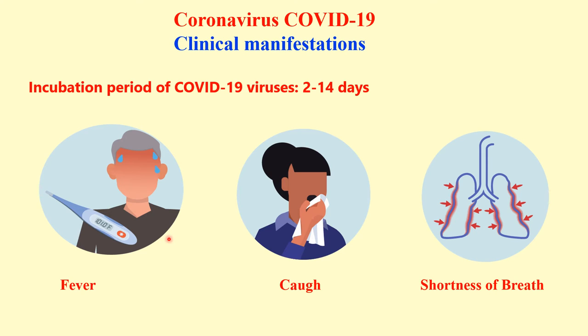For example, for fever, what we said when I was talking about the pathogenesis of coronavirus COVID-19 is that infection of the alveoli with coronavirus COVID-19 will stimulate macrophages. Macrophages will release inflammatory mediators like interleukin-1, interleukin-6, and tumor necrosis factor. These inflammatory mediators will go to the hypothalamus, and this will lead to an increase in the level of prostaglandin, and this will lead to fever. And then I explained how infection with coronavirus COVID-19 can lead to cough and respiratory manifestations, or shortness of breath.